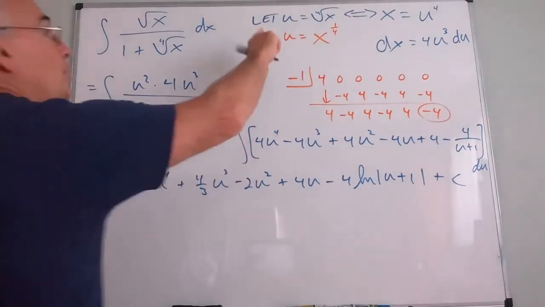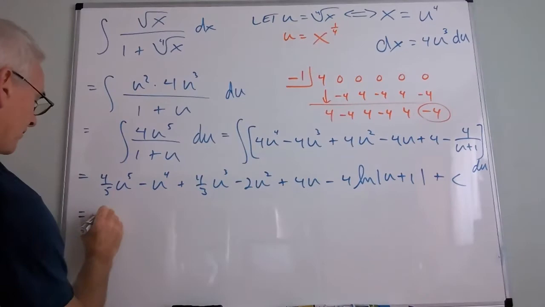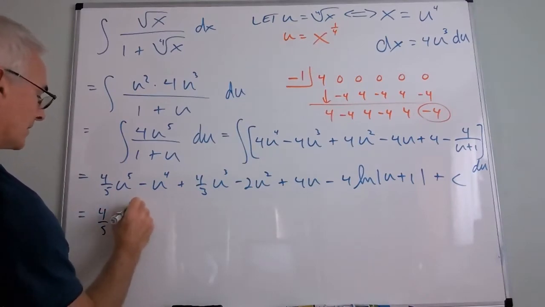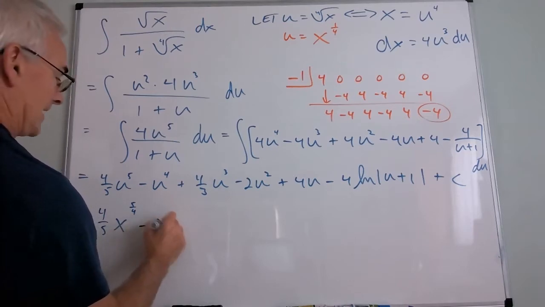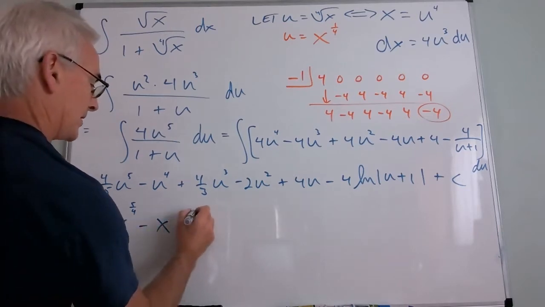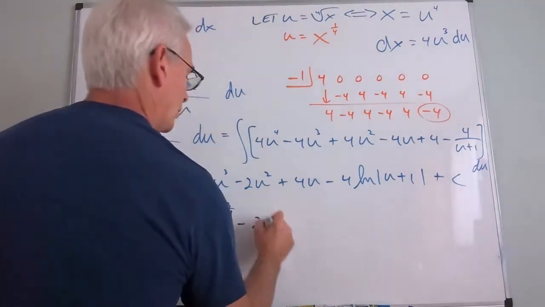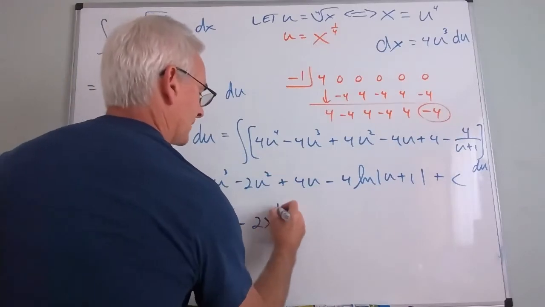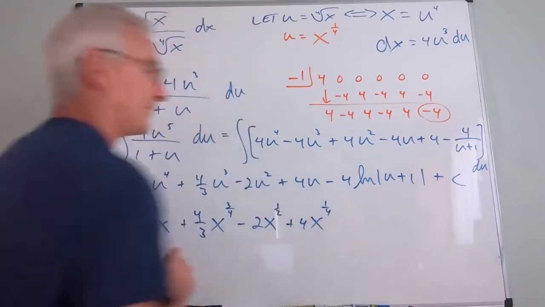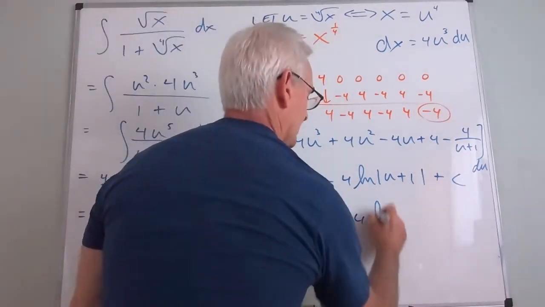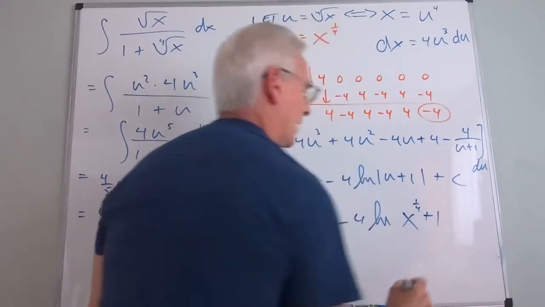So if u is the fourth root, that means u is x to the 1/4, then this would be 4/5 times x to the 5/4. Then this would just be minus x. Oh, okay, that's nice. Plus 4/3 x to the 3/4 minus 2x to the 2/4, or just x to the 1/2, if you will, plus 4 times x to the 1/4 minus 4 times the natural log of x to the 1/4 plus 1.